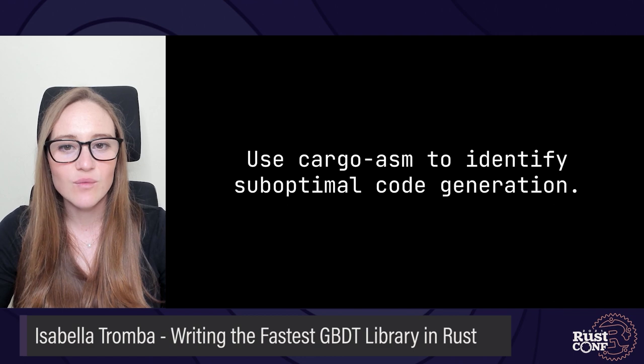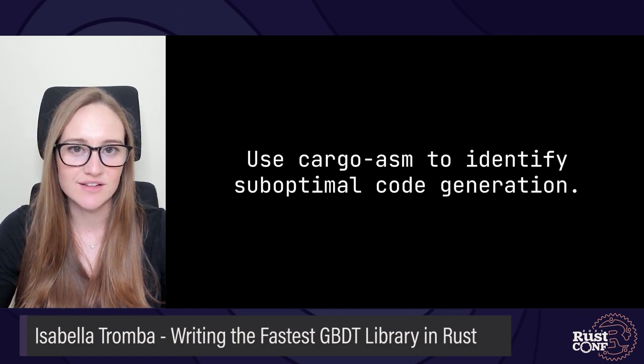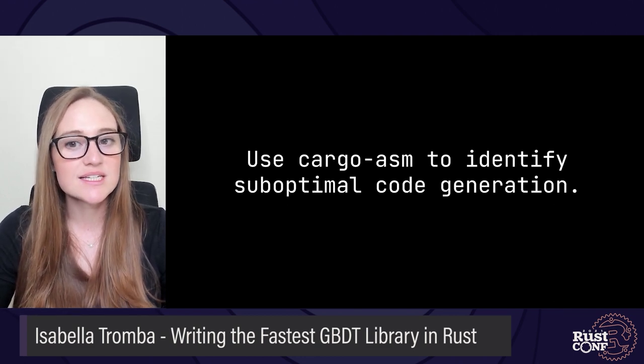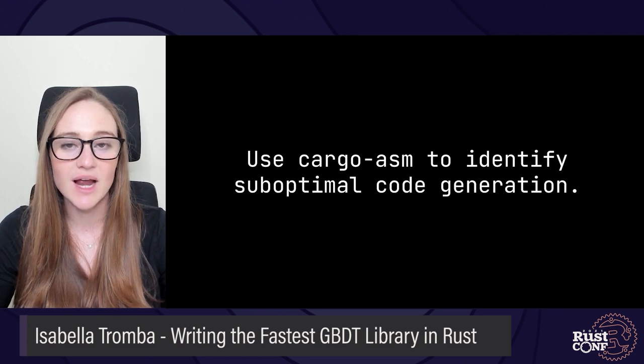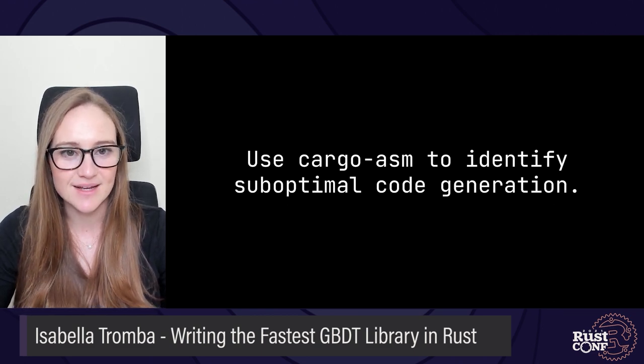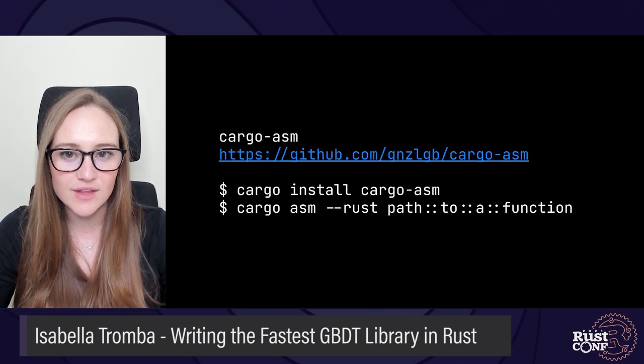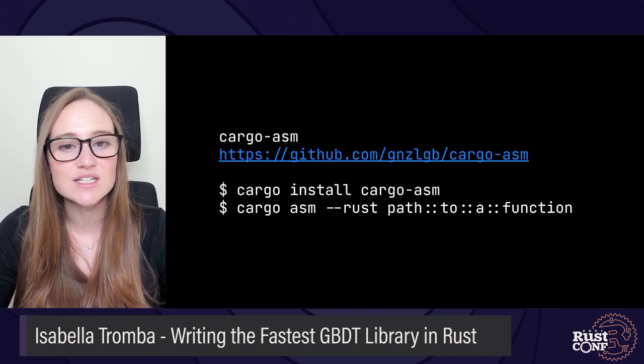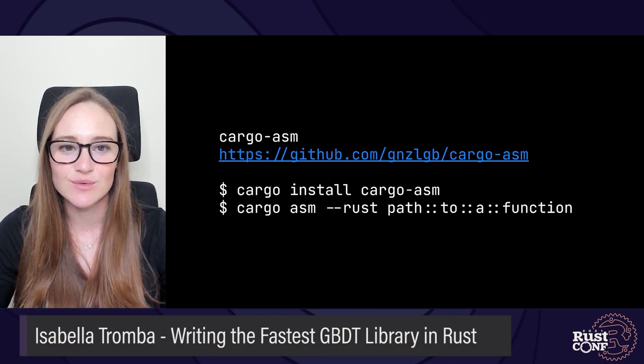From the flame graph, we knew which function was taking the majority of time. So we looked at the assembly code it generated to see if there were any opportunities to make it faster. We did this with cargo-asm. Like cargo flamegraph, cargo-asm is really easy to install and integrates nicely with cargo. You can install it with cargo install and run it as a cargo subcommand.